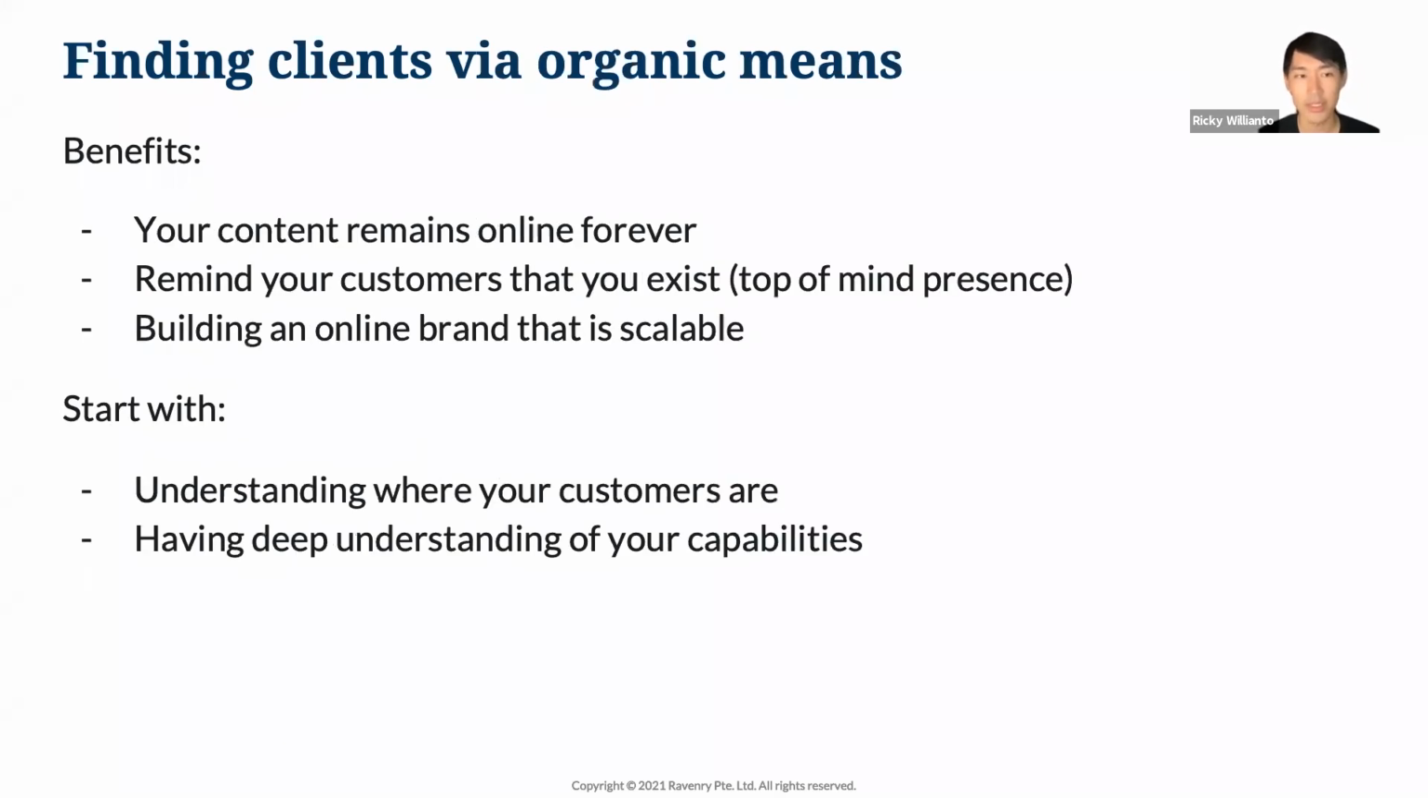The second one is to find your clients via organic means. Now, there are a few ways you can tap into this. Organic basically means you sit passively at home and someone reaches out to you, right? Organically. So obviously referral is one. Once you talk to a lot of people in your network, they will start to refer people to you, right? So that's one way to do it.